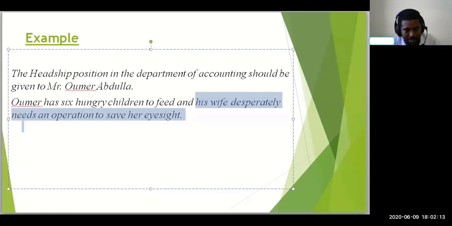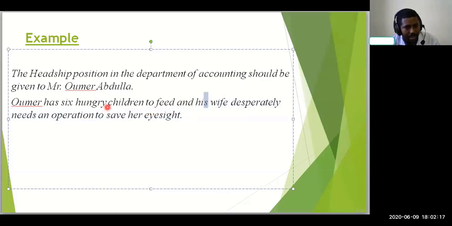Positivist thinking seems positive, but the evidence here is not relevant to accept the conclusion that Mr. Omar Abdullah should be given the position in the accounting department. It is not logically relevant to accept the conclusion, but it tries to create a kind of collaboration, a favor for Mr. Abdullah.